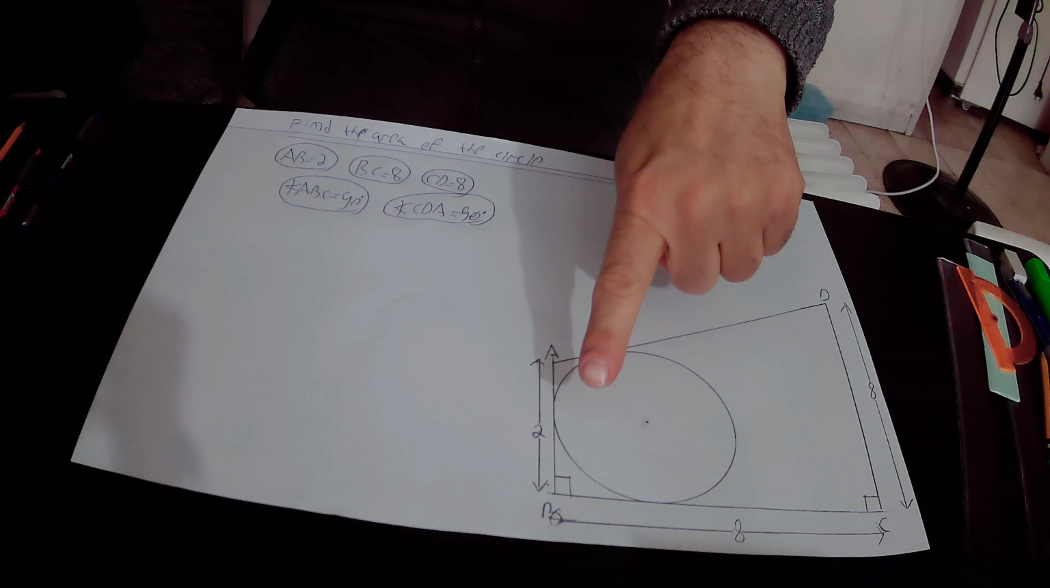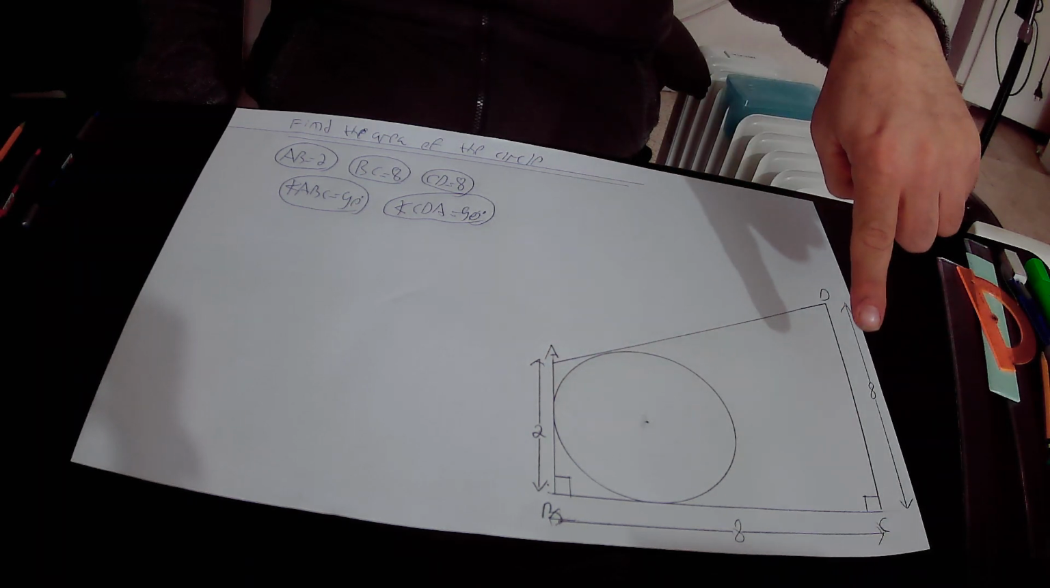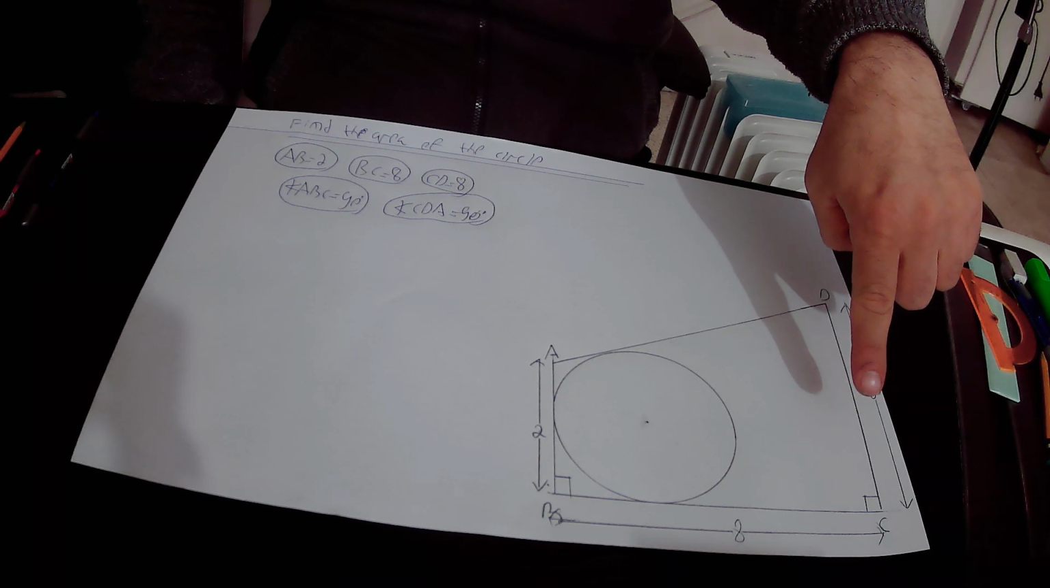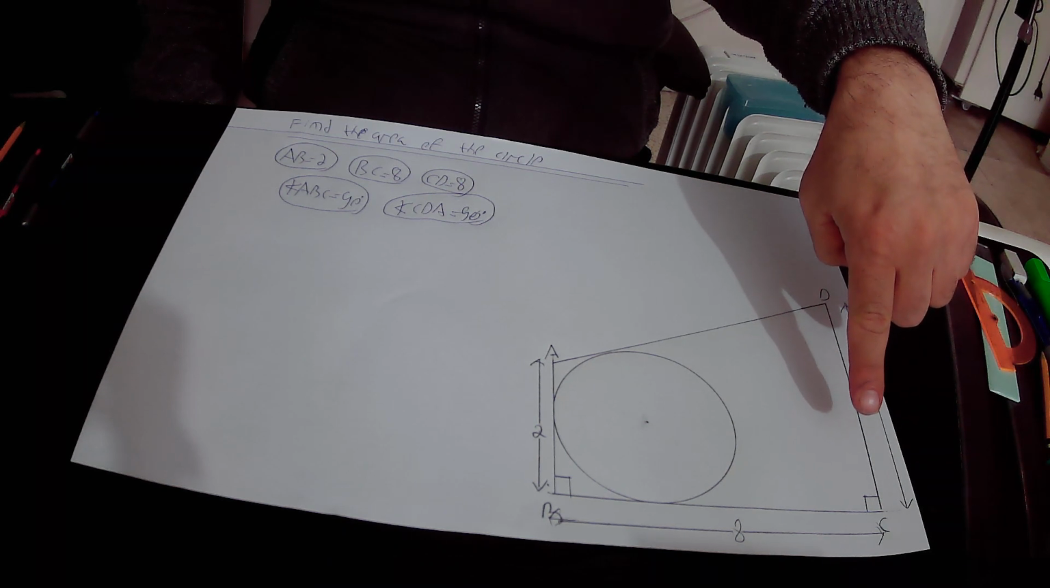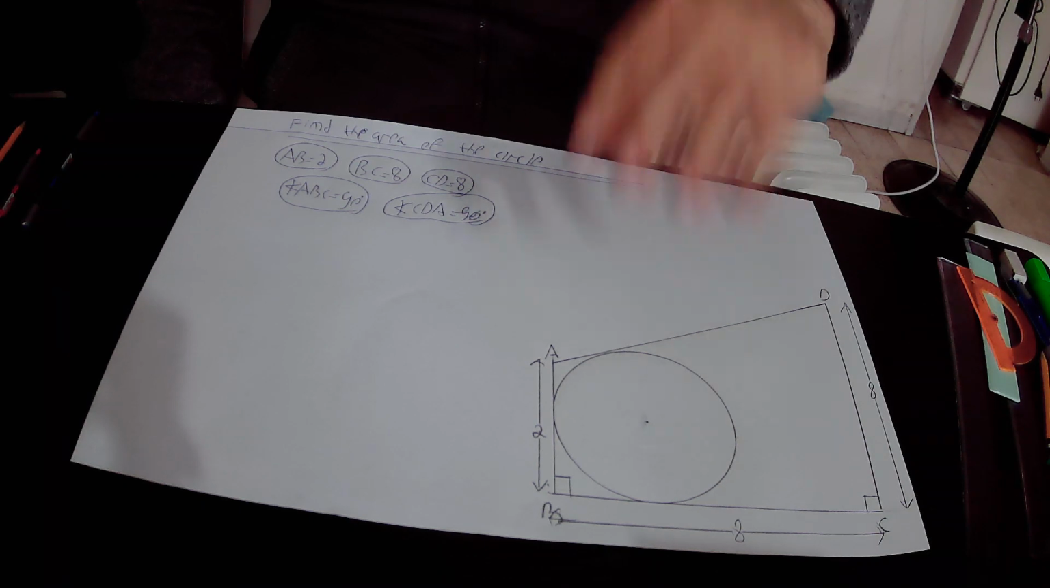This is angle ABC, which equals 90 degrees. This is angle DCB, which is also a right angle, equal to 90 degrees. Again, our mission is to find the area of this circle.